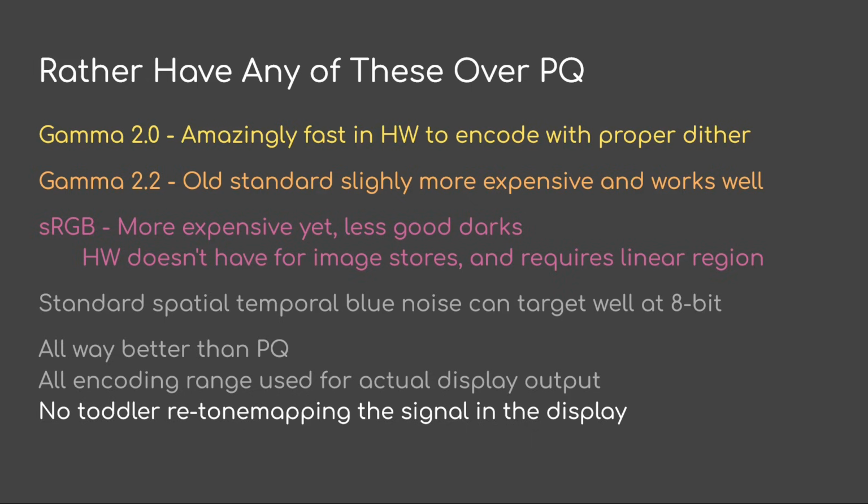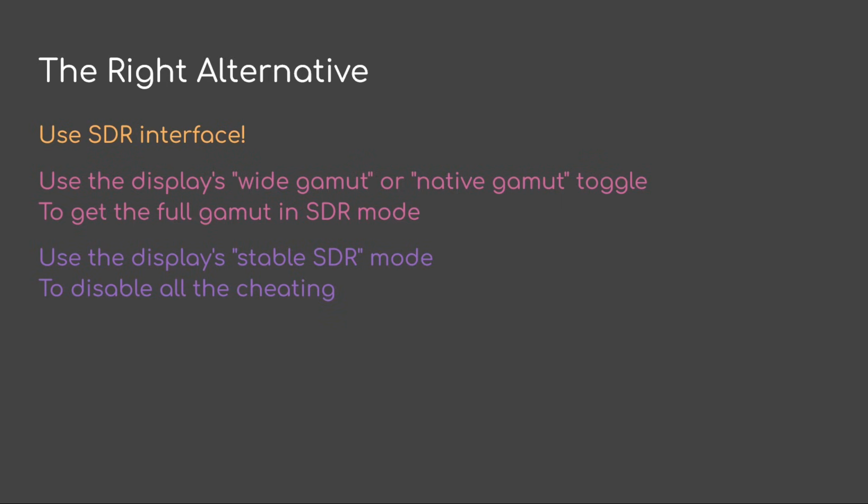Thus, I would rather have the full encoding range used for the actual display output. And I don't want the display tone mapping the signal. So the right alternative: use the SDR interface. Use the display's wide gamut or native gamut toggle. That'll give you the full gamut in SDR mode. Use the display's stable SDR mode to disable all the cheating.